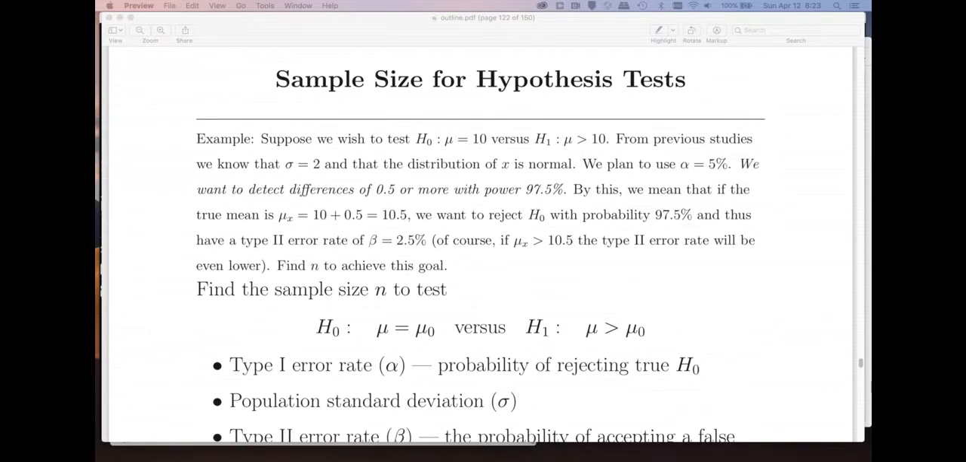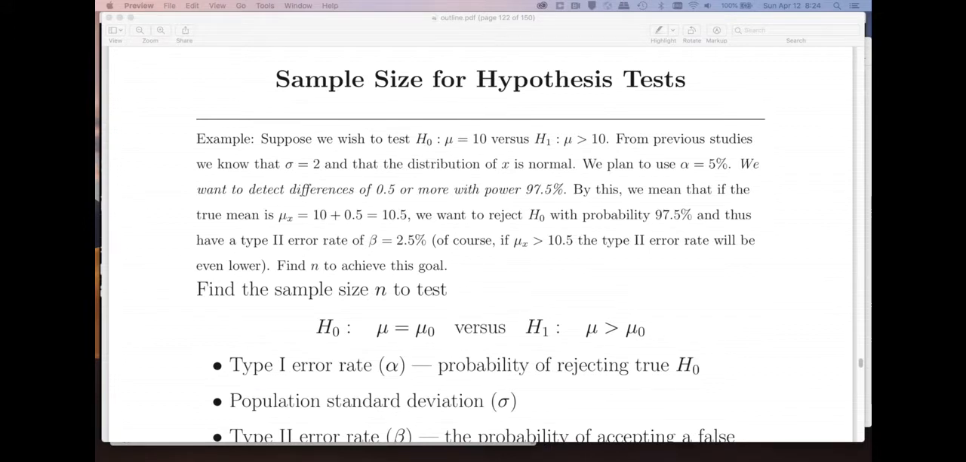Then I'll talk a little bit more about a topic called power curves, which will allow you to study these sample sizes that you're going to need more generally and work a problem with that also. So let's start with a problem here.